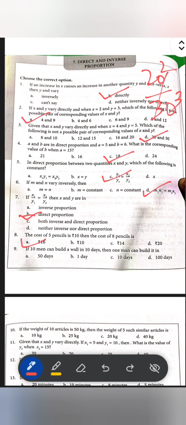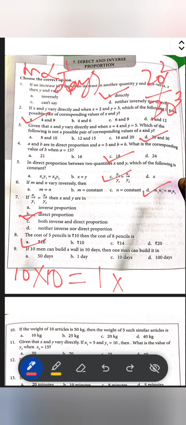And the fewer men join the work, the more time it will take to finish the work. Correct? So here, 10 men, this one is inversely proportional. Men and days: remember, men is always inversely proportional to the days. So 10 men can finish the work in 10 days. So one man can finish the work in how many days? 10 tens are 100 days. So option D is the correct answer.